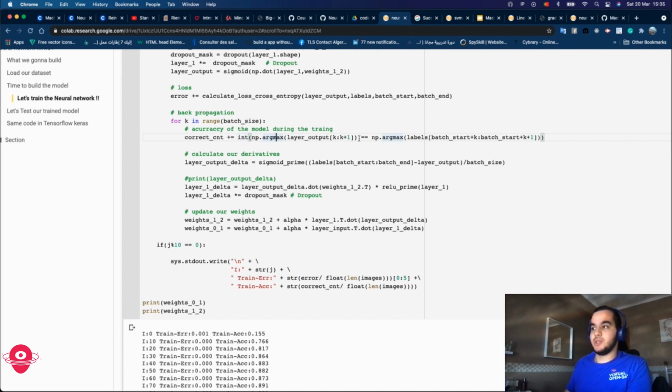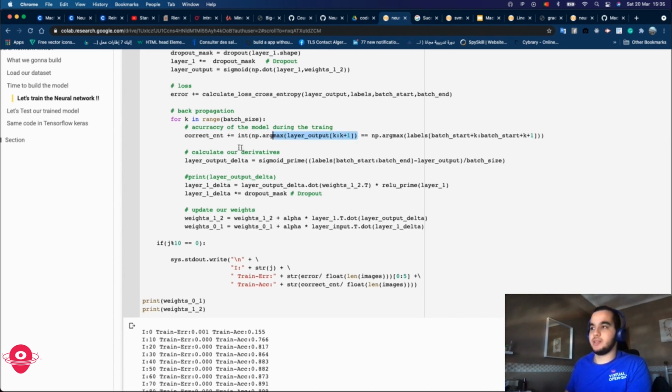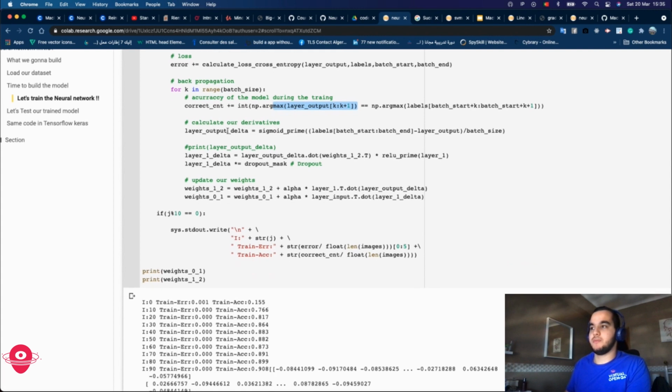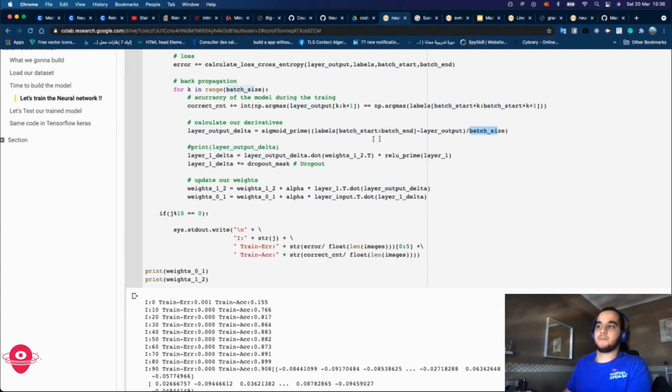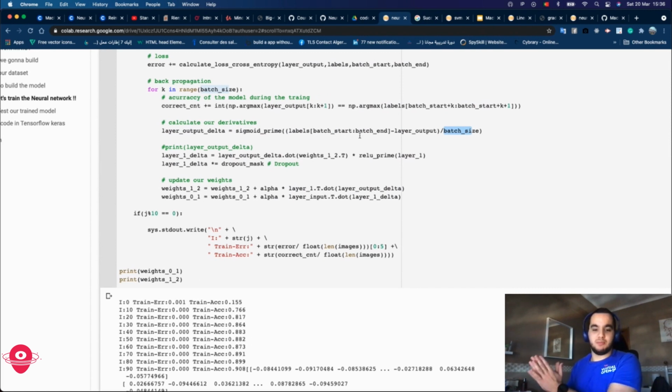In this first line here, we are calculating the accuracy. We are checking which predictions this network got right, and accumulating it in this variable. Here we start calculating the derivatives. We start from the end of the network, so we use this Sigmoid prime. We take the labels, subtract them from the output that we have, and divide by the batch size. Then we back propagate that gradient through the network.